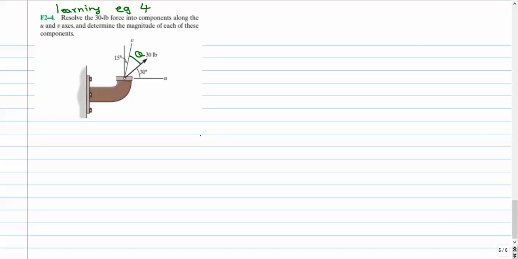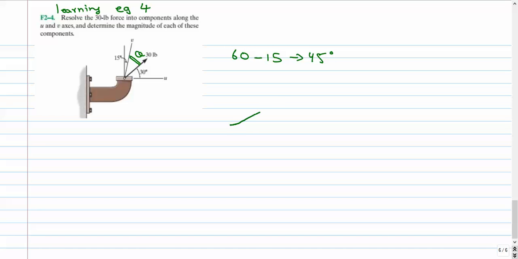So first of all, let's find this angle between the v-axis and the 30 pound force right here. This angle is going to be 60 degrees minus 15 degrees, which is 45 degrees, right? To find the components in a case like this where the axes are not perpendicular to each other, one of the best ways is to draw a vector triangle. So let's make the vector triangle.